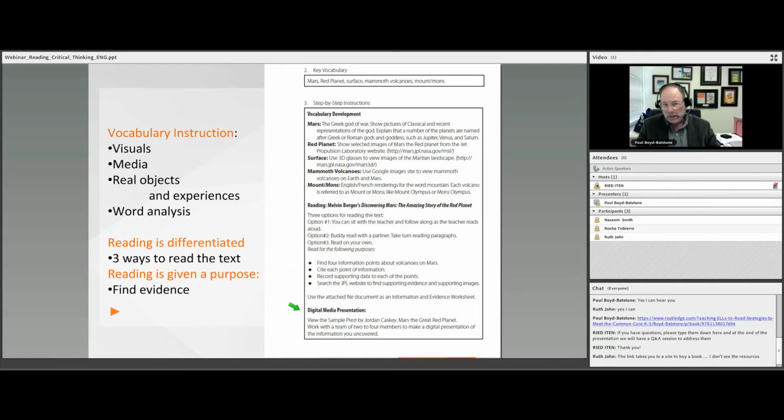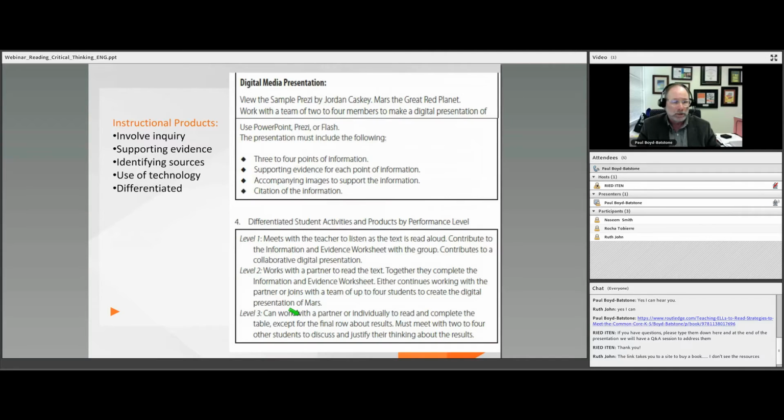The final product that I'm going to ask them to do is to make a presentation about their reading. And they're going to use either PowerPoint or Prezi or Flash. And I'm going to ask them to have 3 or 4 points of information, supporting information, accompanying images that support that information, and I want citations. I want them to know their sources. And I've differentiated these products according to levels.